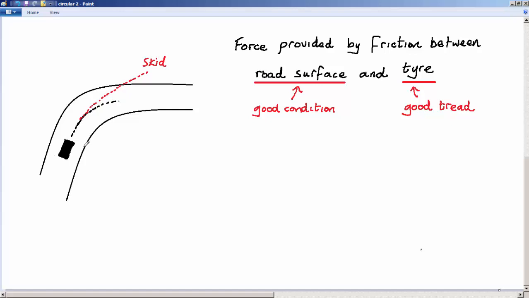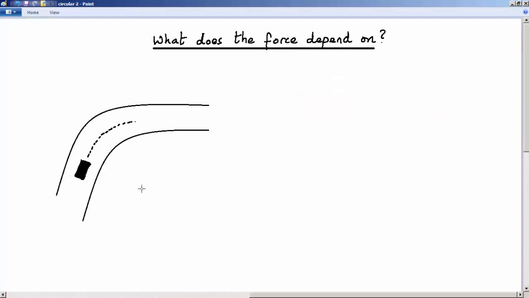So what factors affect the size of this centripetal force that enables the car to move in this circular motion? Well, there are two important factors. First of all, it is the speed of the car. Okay, so you well know that if you're coming to a dangerous bend, if you put your foot on the accelerator and start traveling a lot faster, you're going to increase the chances of skidding off of the road.